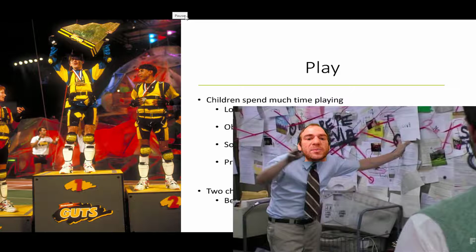As children age, they spend much more time playing. Locomotor play, such as tag, object play, such as stacking blocks, social play, such as board games, and pretend play, enacting roles. 2 changes in play between infancy and age 5: the play becomes more social and more imaginative.